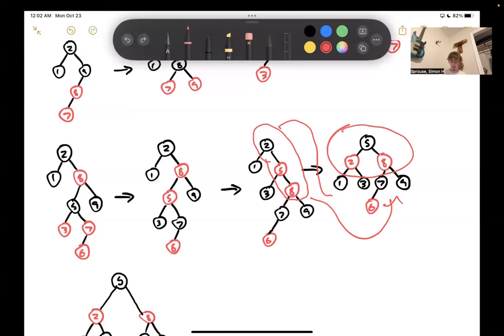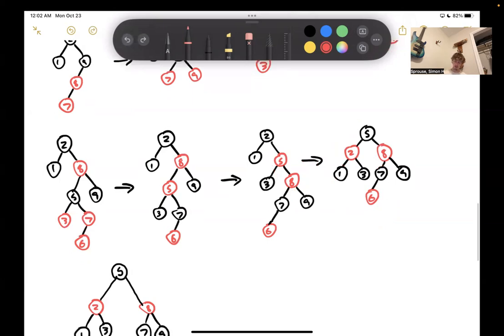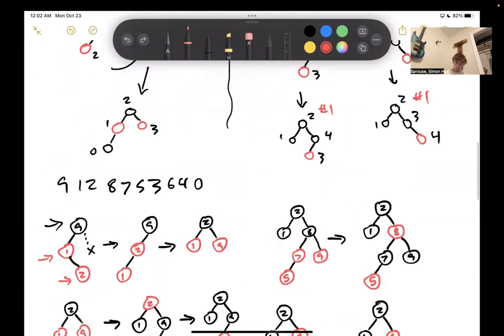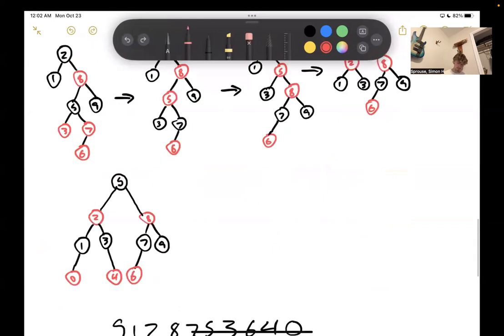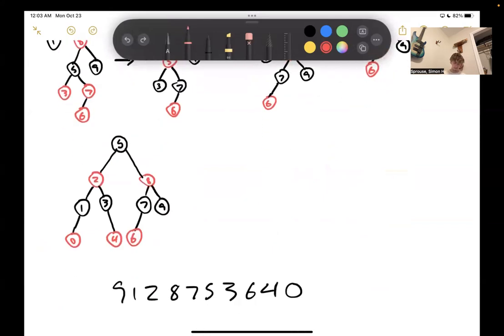So again, I'm so sorry if this is a lot of information to process all at once. And then I think the other inserts that we do, 4 and 0, don't actually break things.